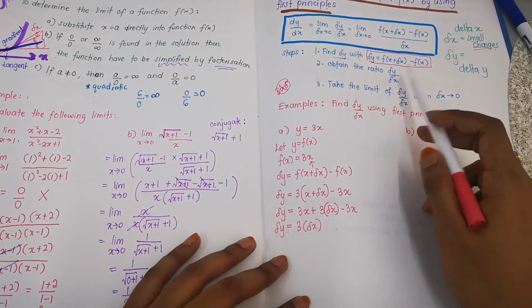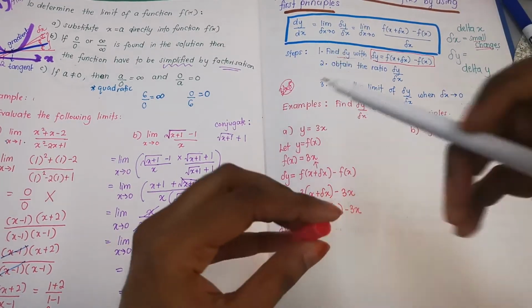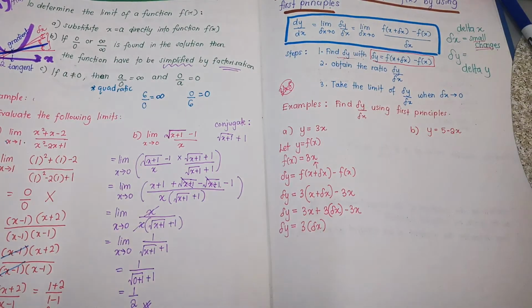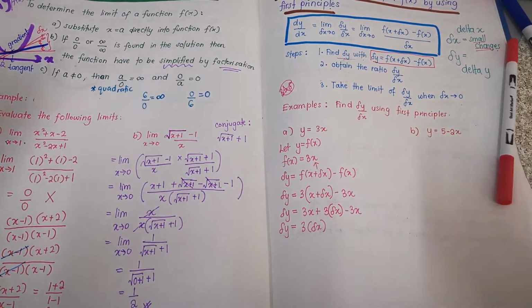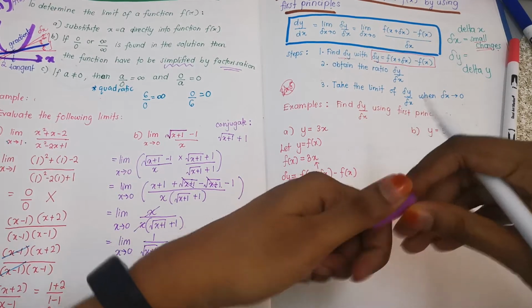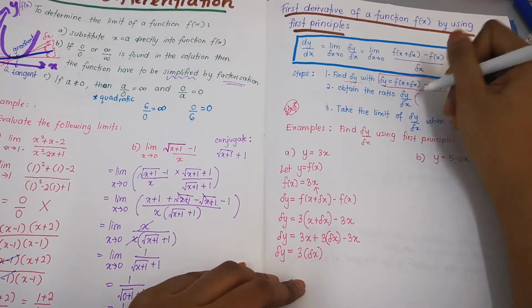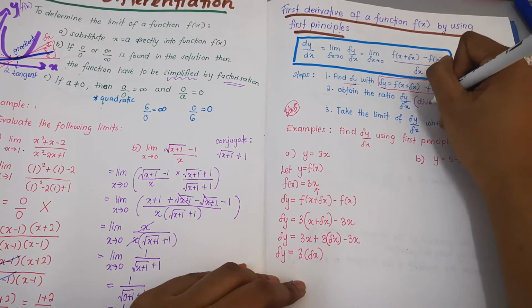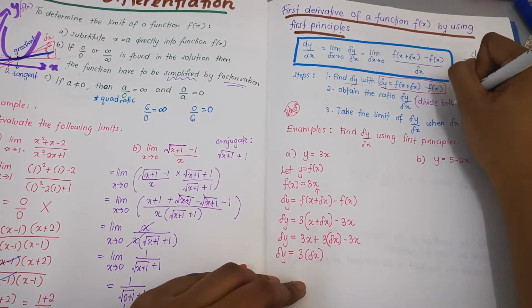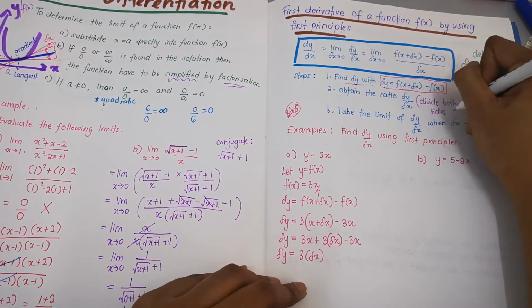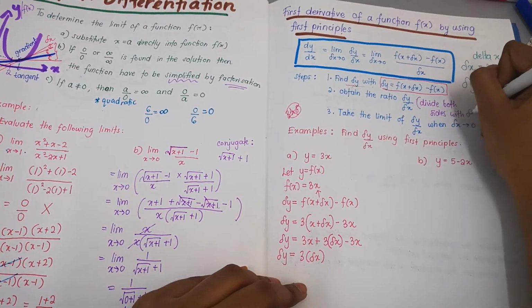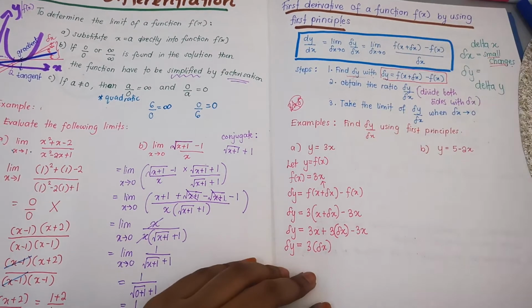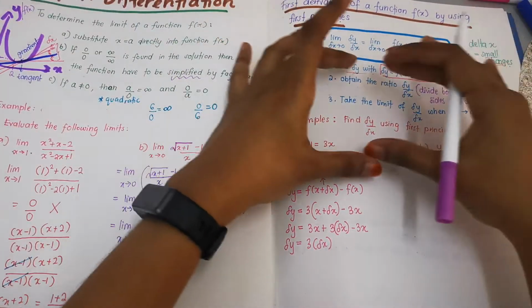Obtain the ratio means, okay, for the second step I use a different color. That means you must divide both sides by delta x. Okay, this means divide both sides with delta x. Okay, so please, if you can just write this down.